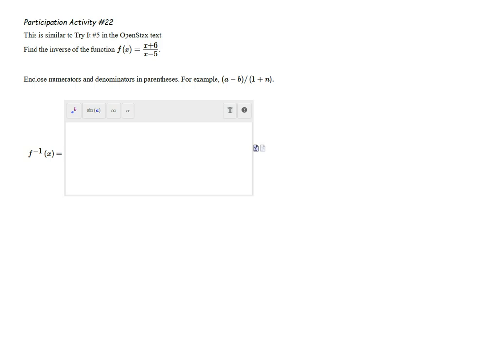Okay, once again, it's just like the last one I did. We're looking for the inverse function. So remember that the f of x here is the same thing as y. And so this original function is y equals x plus 6 over x minus 5.